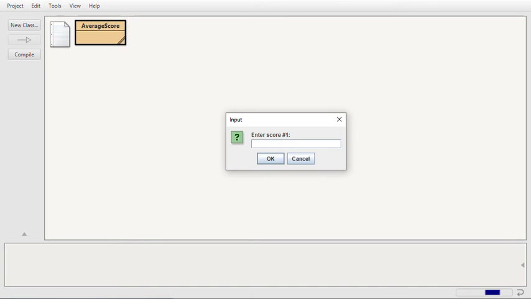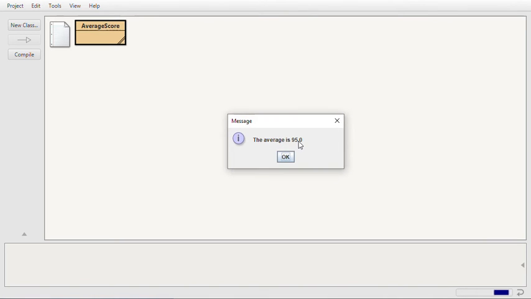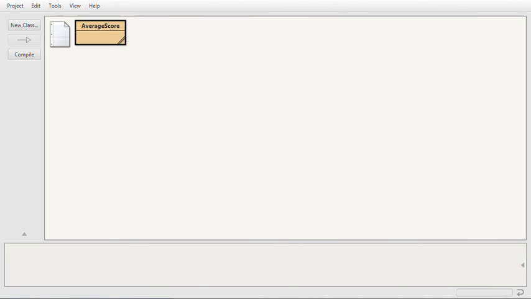Enter your score, 95. Second score, 90. Third score, 100. Your average is 95. This is as far as we got last time. Hit OK. That is a great score. This time we do have a true condition because we put greater than or equals. So now we're inside the if block, and we earned an A.